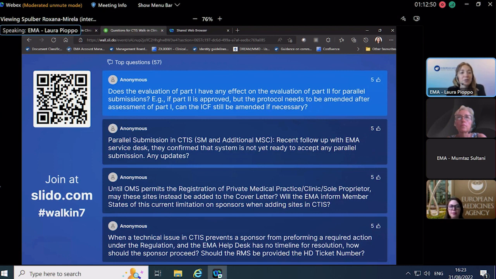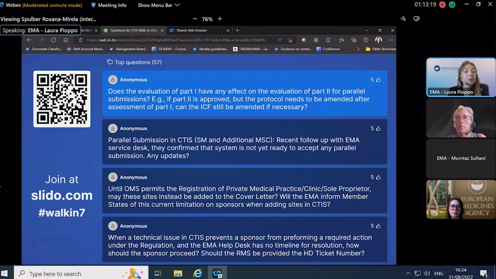So, okay, the way it's phrased is basically on the point on how changes in part 1 and part 2 are connected. And this is linked to what I was explaining before. Updates of the protocol in part 1 and updates of the ICF in part 2, in some cases might really go hand in hand. And the only way for the sponsors to modify the dossier is with an RFI.